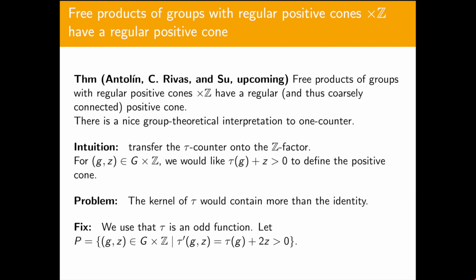So the fix that we use is a tau odd function, and we let the positive cone of G plus Z be defined as the element GZ such that tau prime, which is equal to tau of G plus 2Z, is greater than 0.